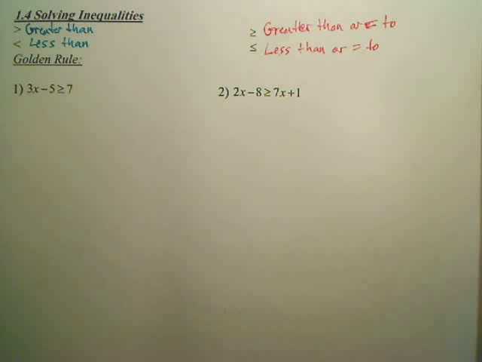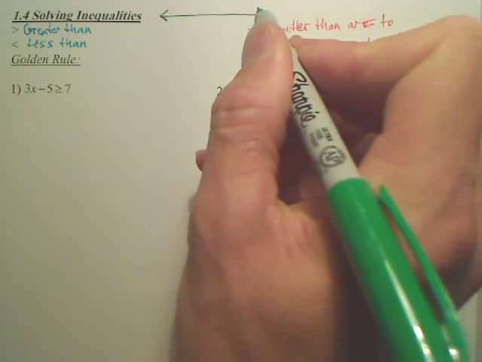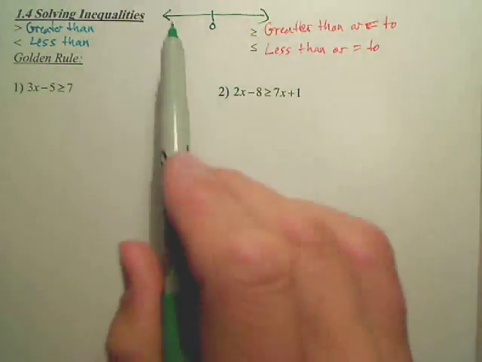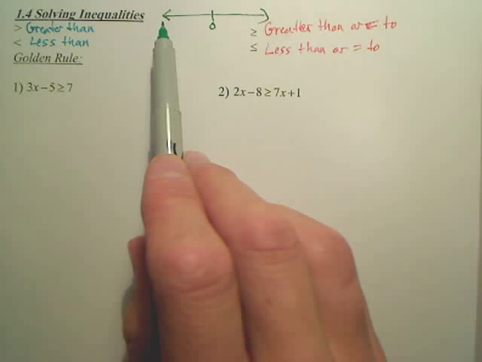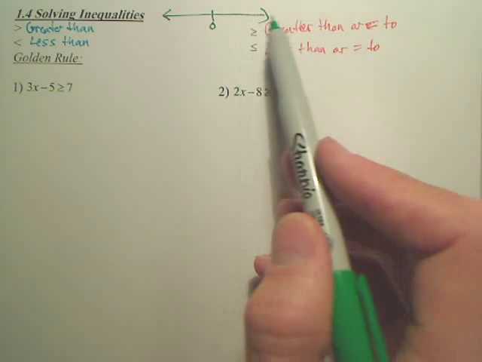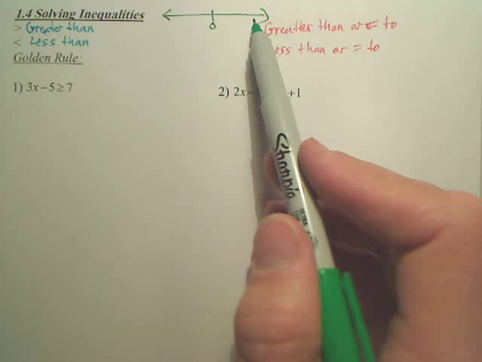A lot of times people have struggles remembering which one's which. Here's one of the best ways to know which one's which. Is that the less than sign? Isn't it pointing to the lesser side of the number line? Isn't that a greater than sign? Isn't it pointing to the greater side of a number line? That's one way to remember.